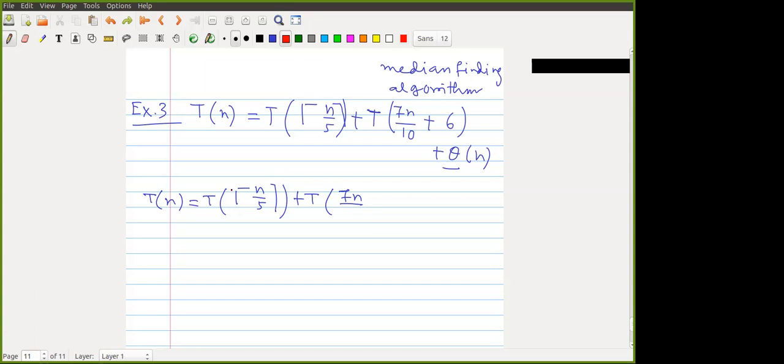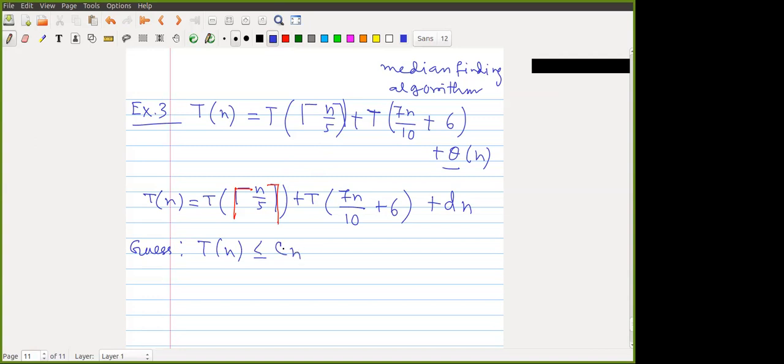So maybe I write it in red, I think that is more visible. This is like 7n by 10 plus 6 plus some d of n, right? And our guess is T of n is less than or equal to c of n.